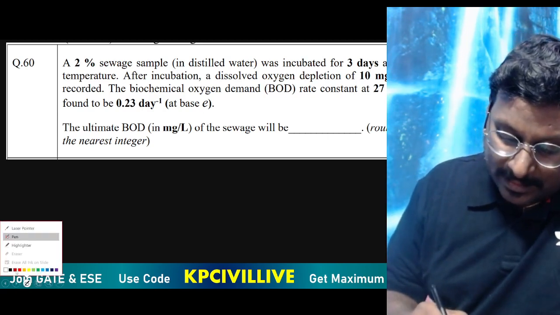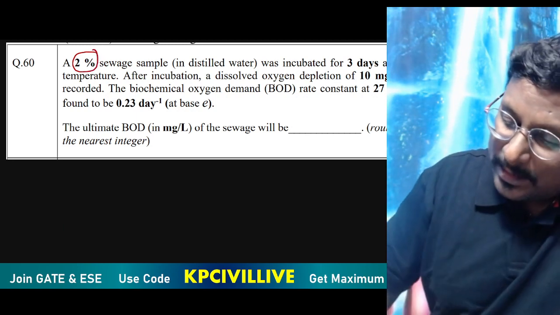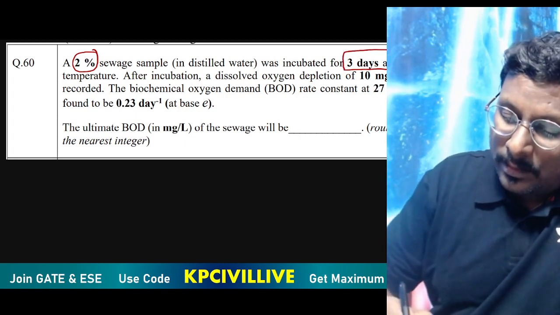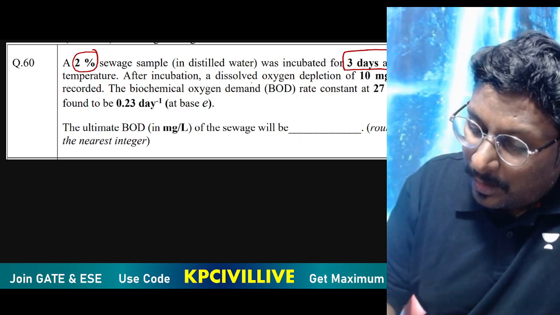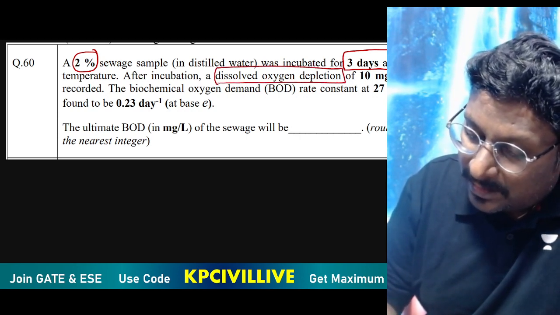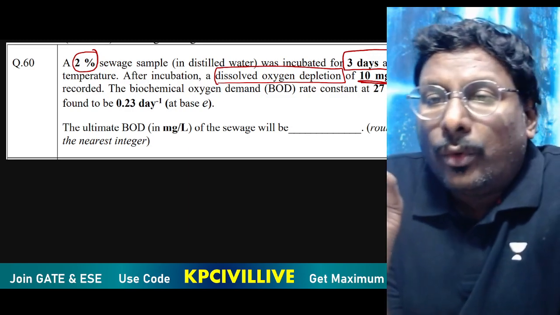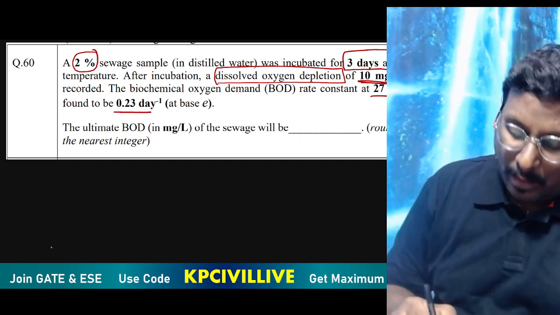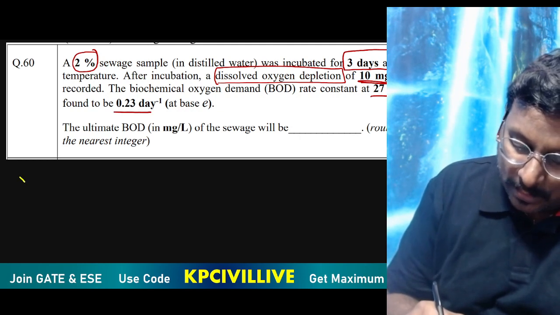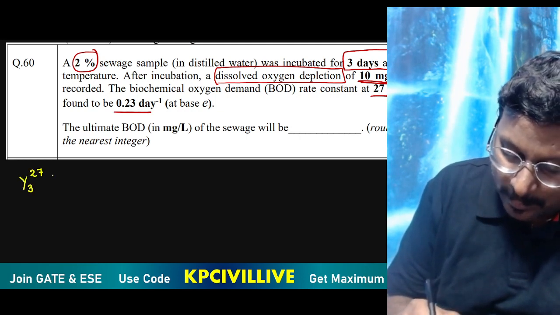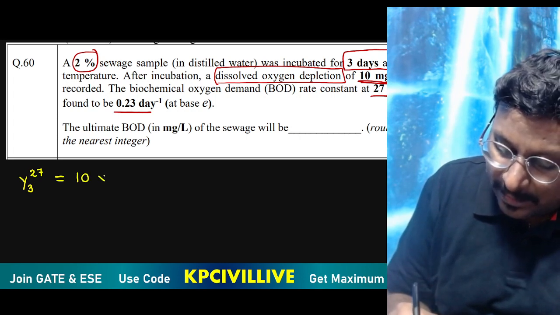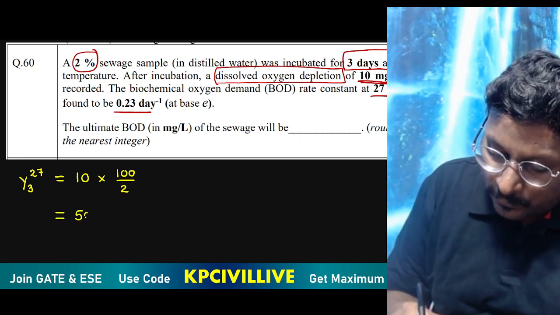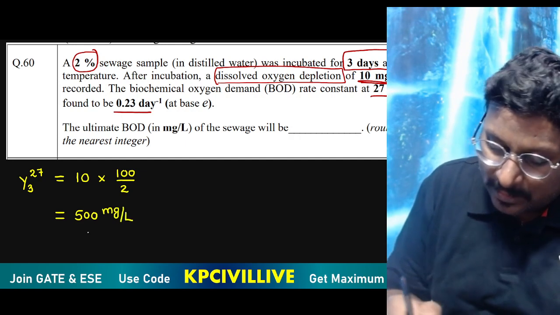A 2% sewage sample was incubated for 3 days at 27 degrees Celsius. After incubation, DO depletion is 10 mg per liter. BOD rate constant for the same temperature 27 is 0.23 per day. Now ultimate BOD is required. So 3 days 27 degrees Celsius BOD is depleted oxygen into dilution factor. Dilution factor is 100 by 2, 50. So 3 days 27 degrees Celsius BOD is 500 mg per liter.